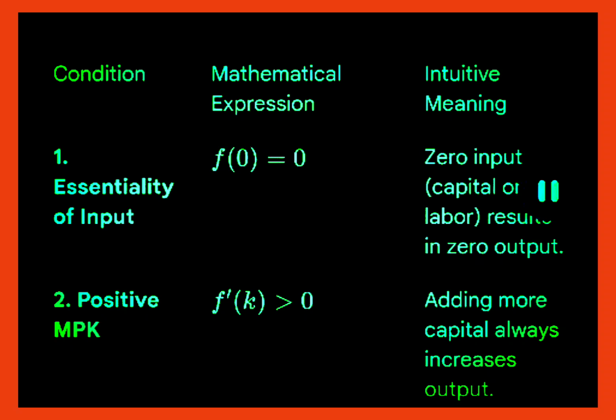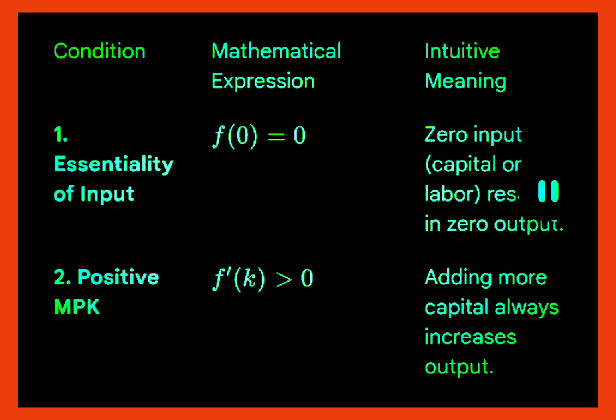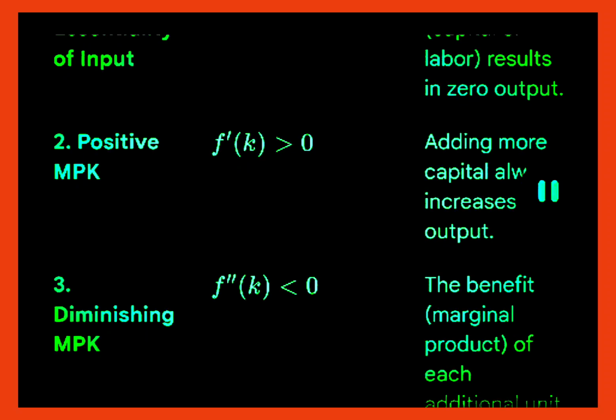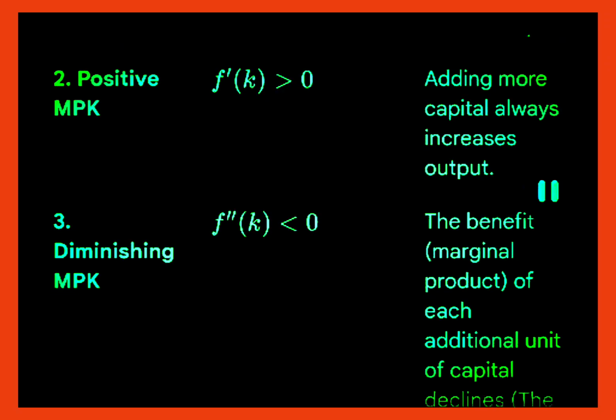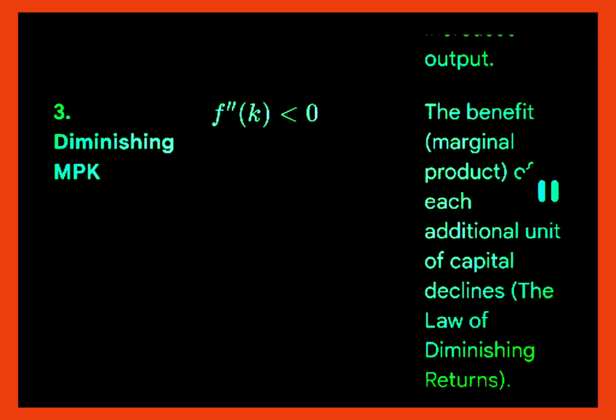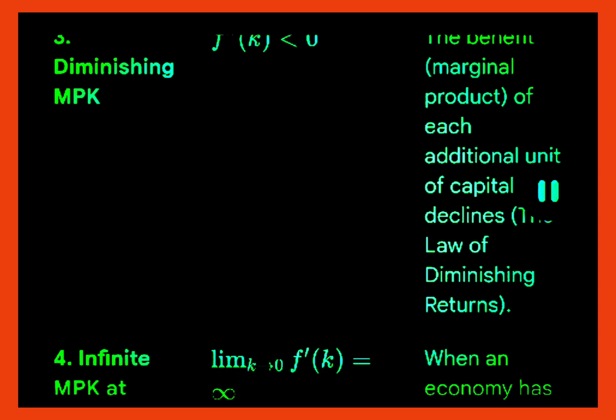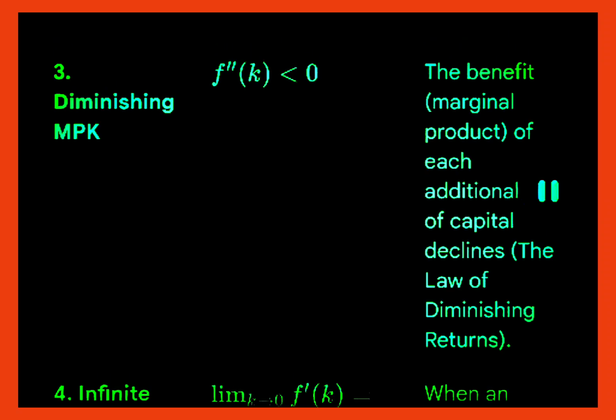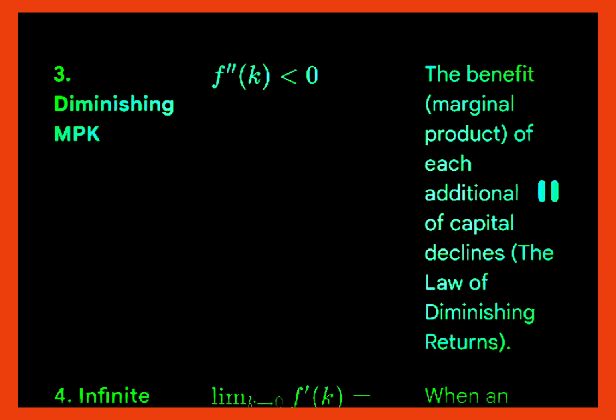3. Positive MPK: f'(k) greater than 0. Adding more capital always increases output. 4. Diminishing MPK: f''(k) less than 0. The benefit, the marginal product, of each additional unit of capital declines, the law of diminishing returns.